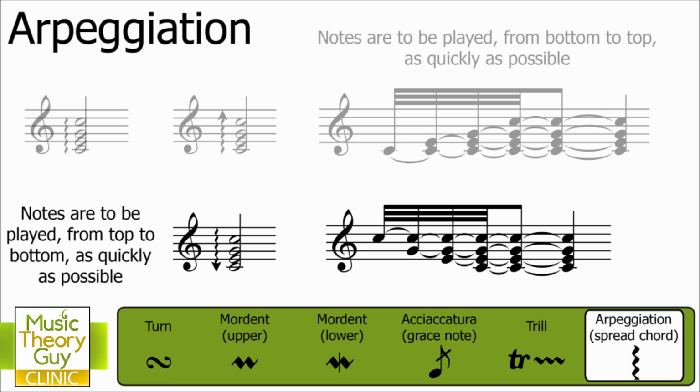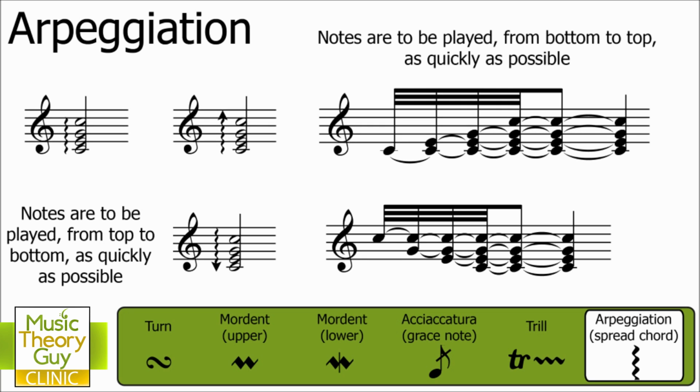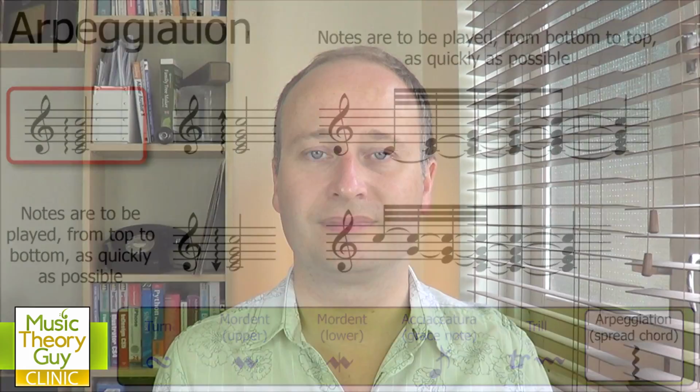So just be aware to keep your eyes out for the differences in those squiggly lines. Is there an arrow? If there isn't, it's going to go upwards. If there is, which way is it pointing? The important thing to remember is that if you do get that squiggly line, it means arpeggiation, which means rather than playing the chord as a block, all the notes at the same time, you're going to be playing them one after the other.